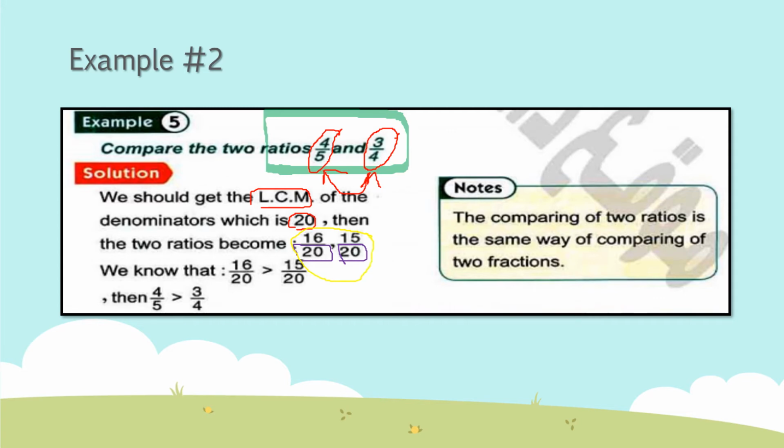They have the same denominators. So this means we can compare them, and 16 for sure is greater than 15. So this means that 4 over 5 is greater than 3 over 4.